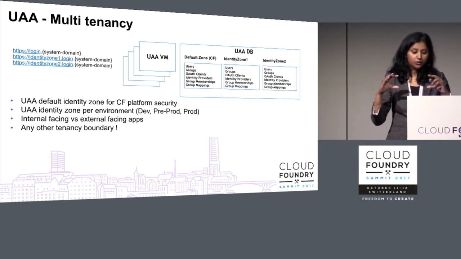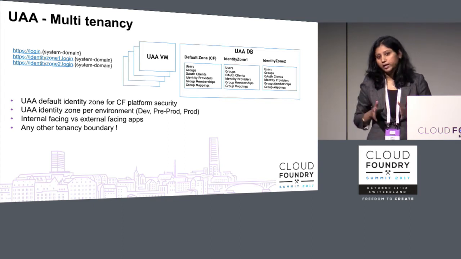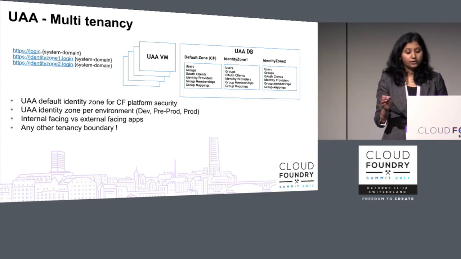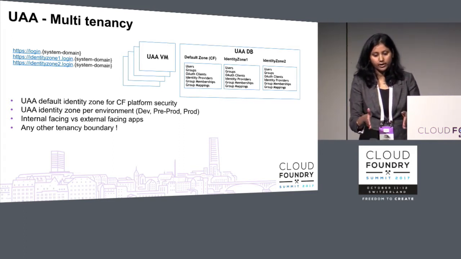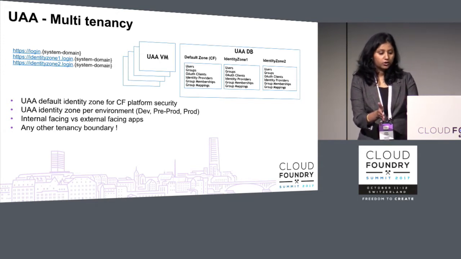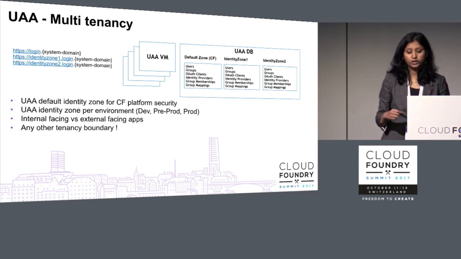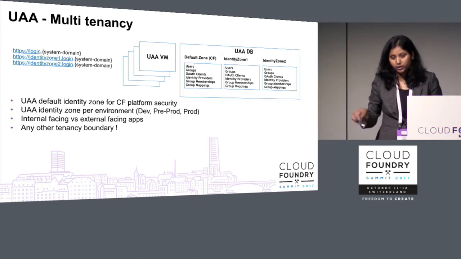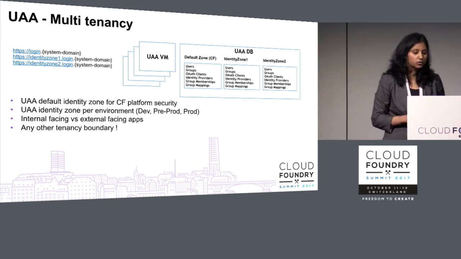Now, what you need to understand is as part of CF deployment, a UAA is already getting pushed. So the default zone, which is accessible typically at login.uaa.systemdomain, is used for securing CF itself. When I say CF itself, it's used for securing the router and the cloud controller API. But beyond that, you can create more zones. So you can, as an operator, expose the same UAA that is being used for securing the platform to actually secure apps as well by creating one or more identity zones.